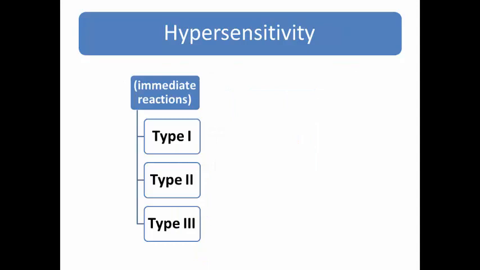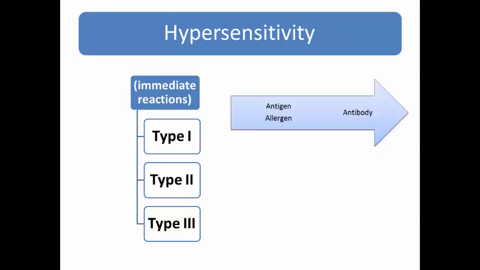In the rapid reactions, type 1, type 2, and type 3, it's very important to know the type of the antigen or allergen, the antibody produced, the mechanism, and the types or examples of each of these three types, which are the rapid or antibody-mediated reactions.